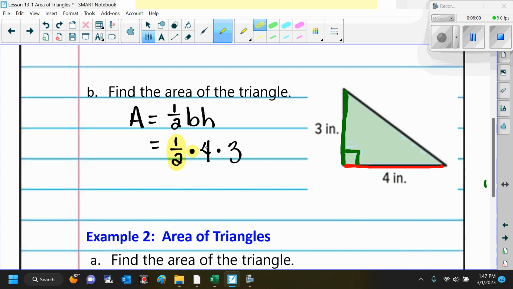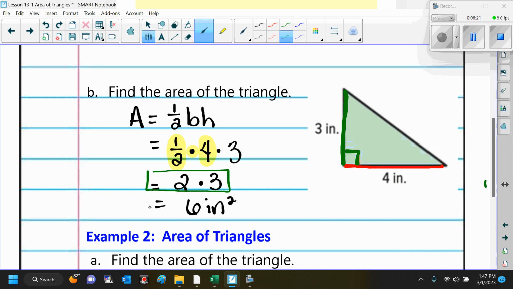So here I have 1/2 of 4. And of course, 1/2 of 4 is 2. So that's 2 times 3. And of course, 2 times 3 is 6. And this is inches squared. And again, like I told you before, I'm okay with you skipping this part. You can go straight from here to here.